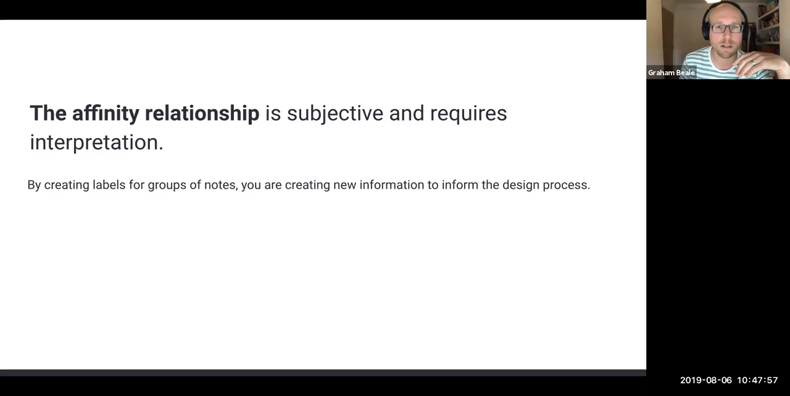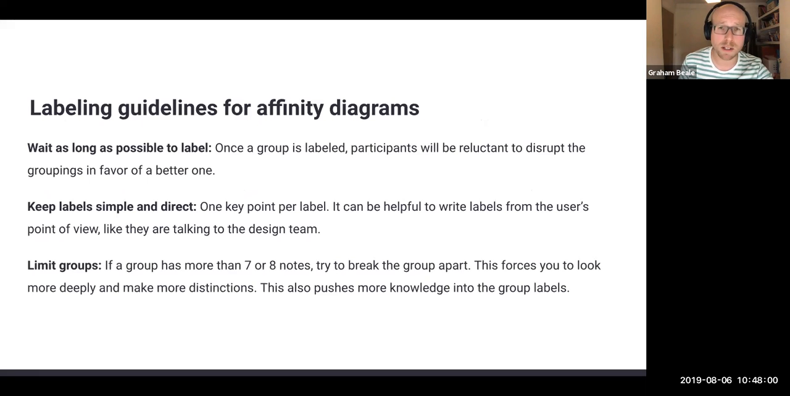So I think there are some slides here on how to do this. Labeling guidelines for affinity diagrams. Try and wait as long as possible before you start labeling. The danger is that if you label too early, you start trying to find out where you can fit the remaining post-it notes into those groups. So you're forcing your hand into grouping things in the groups you've predefined. Whereas if you leave it as long as possible, you'll find a natural order for all of those post-it notes. You'll find things that are meaningful and have a clear theme, and then you'll be able to derive what that group and that label is later.